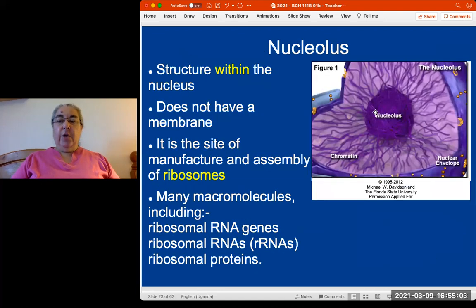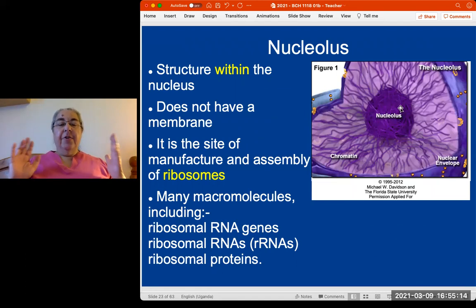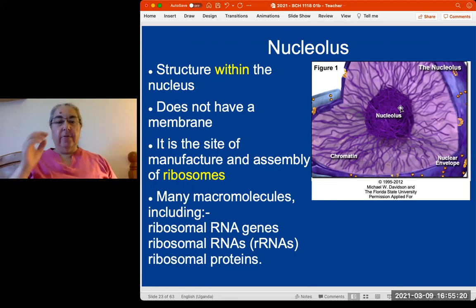So here again is the nucleolus. The nucleolus is a structure within the nucleus, but it doesn't have a membrane. If you think of the early days when people were first looking at cells in the microscope, inside the nucleus, they saw an area that was even darker than the rest of the nucleus. And that is what they called the nucleolus. And at that time, they didn't know what it was. We now know that the nucleolus is where ribosomes are being made.